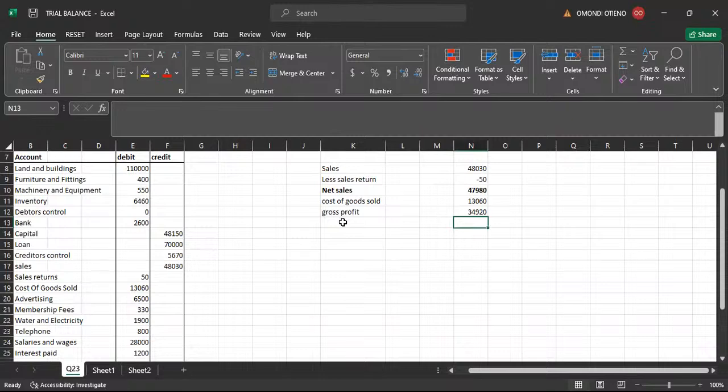Okay, we don't have any other income. The revaluation gain would be under the comprehensive income. We don't have gain on disposal of a non-current asset. We don't have discount received. We don't have income from rental houses.